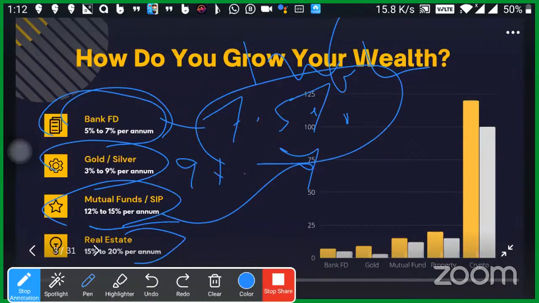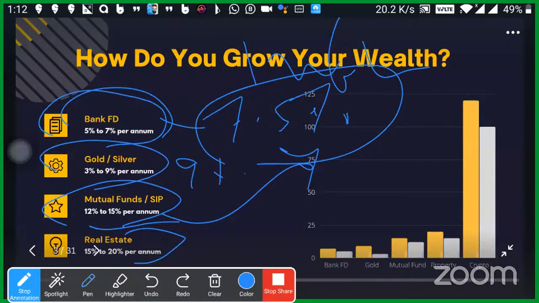We have been seeing that the real estate market has been falling all these years. There is not much return on investment even in the real estate market, due to the recession you are seeing, the global recession, and many other factors. So you can earn almost up to 20% per annum.